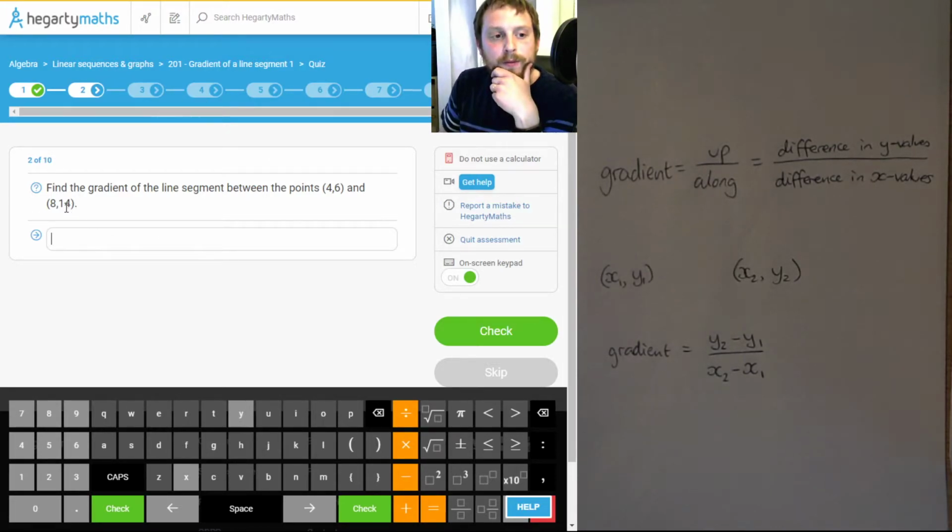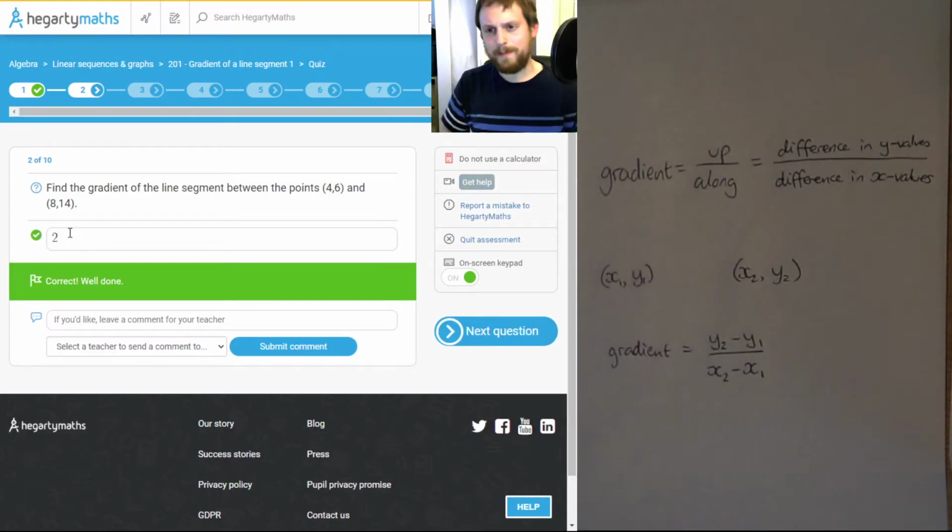So what goes on the top is 14 take away 6. So 14 take away 6 is 8. So it's 8 on the top. And then on the bottom, remember, I've got to do it the same way round. So because I did 14 take away 6, I have to do 8 take away 4. Okay, so 8 take away 4 is 4. And what's that? 8 on the top and 4 on the bottom. Of course, you could be writing these things down, right? 8 on the top, 4 on the bottom. 8 divided by 4 is 2.